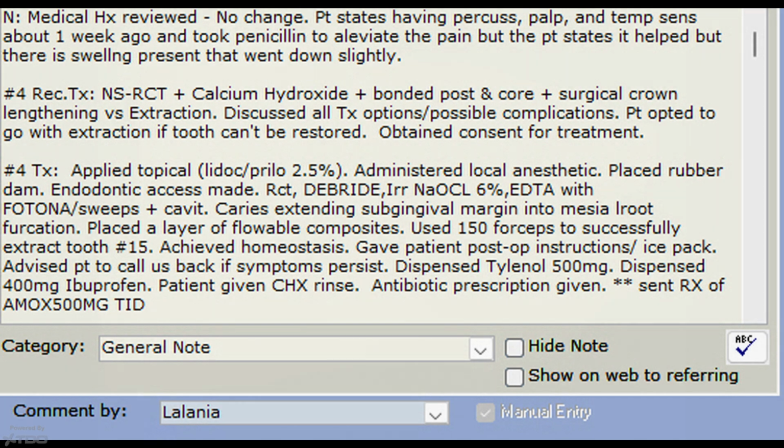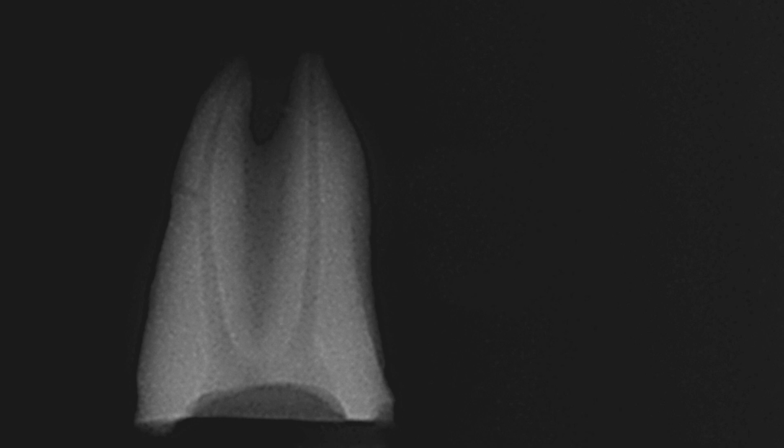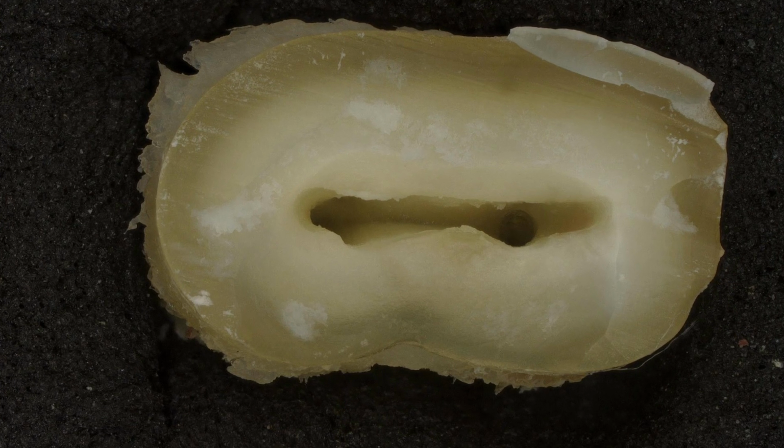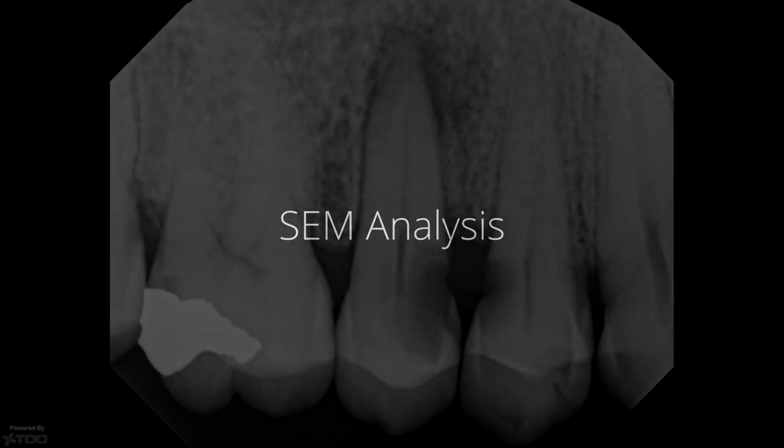Tooth was extracted carefully. Crown was sectioned and root tips were saved in 10% formalin. Here are the clinical photographs and radiographic imaging of the extracted root tip. Finally, the tooth was carefully split, dehydrated, and mounted to facilitate the SEM analysis. This is my SEM analysis of Pushpak's case 671.